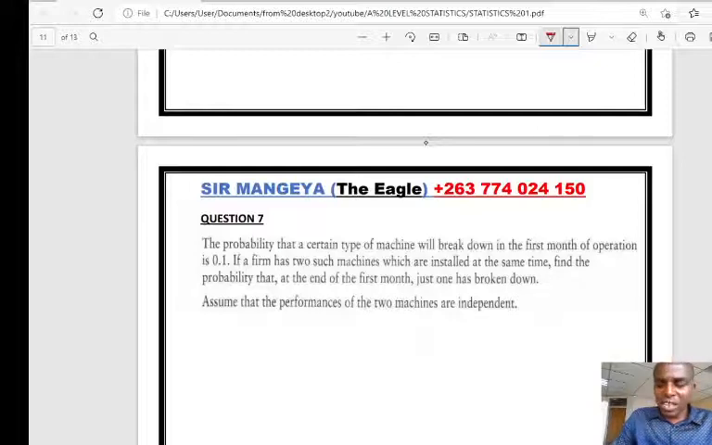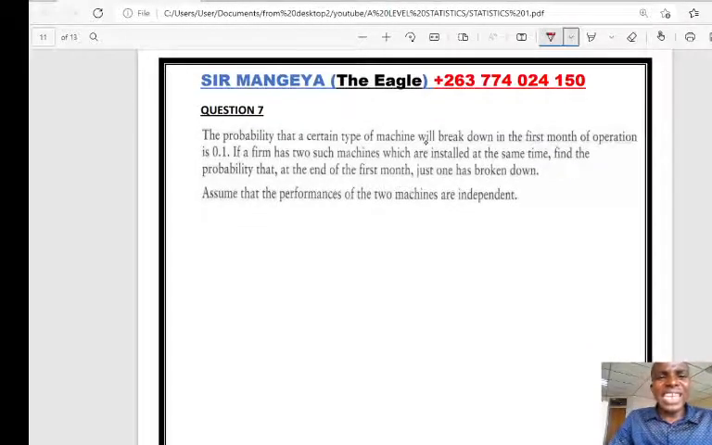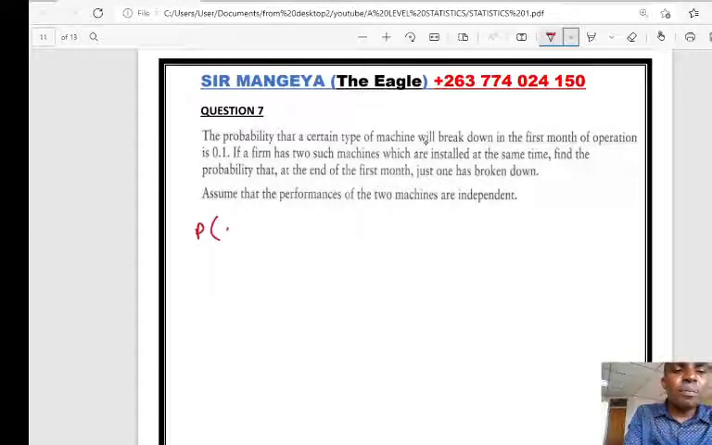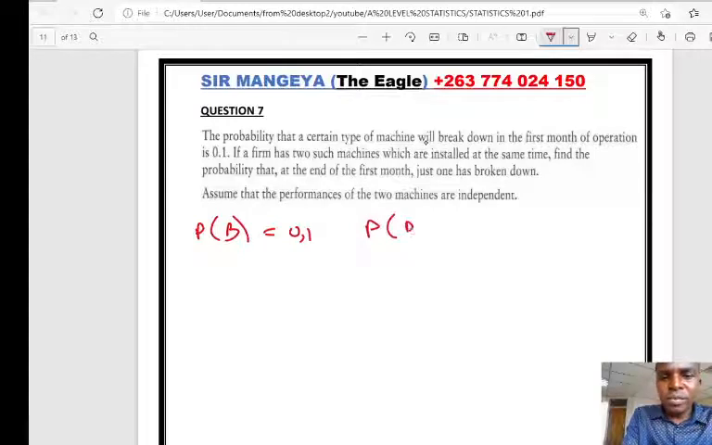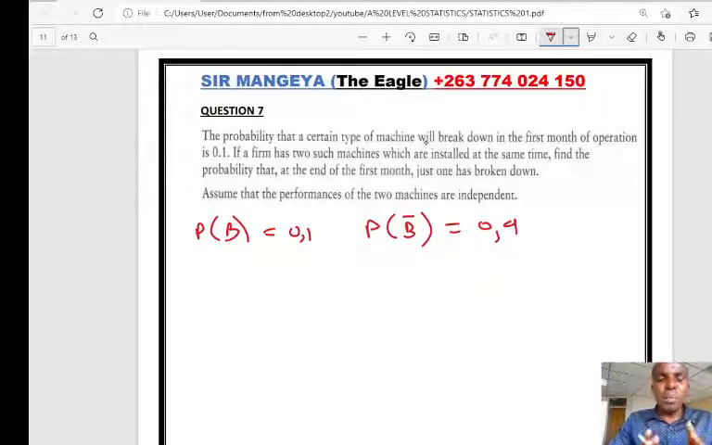Then next, question number 7. The probability that a certain type of machine will break down in the first month of operation is 0.1. It's either it will break down or will not break down. So from this statement, we can say the probability of breakdown is 0.1. The probability of not breakdown, B bar, is 1 minus 0.1, which is 0.9. The probability of breaking down plus the probability of not breaking down equals 1.